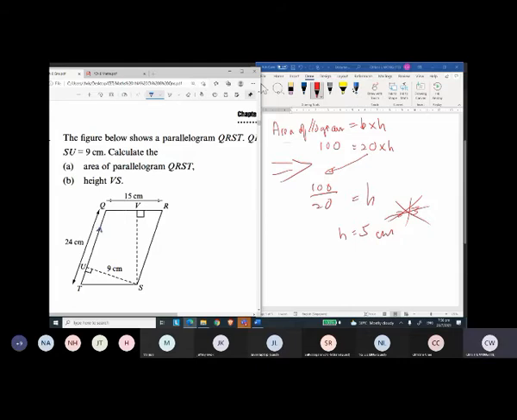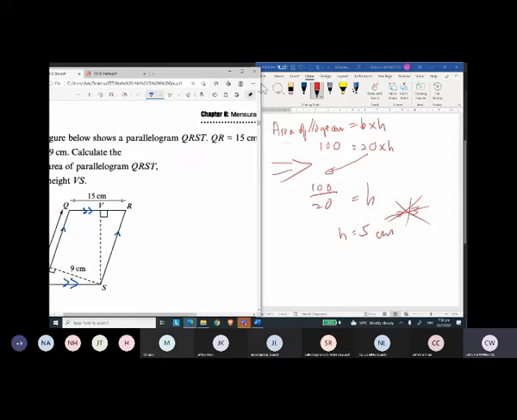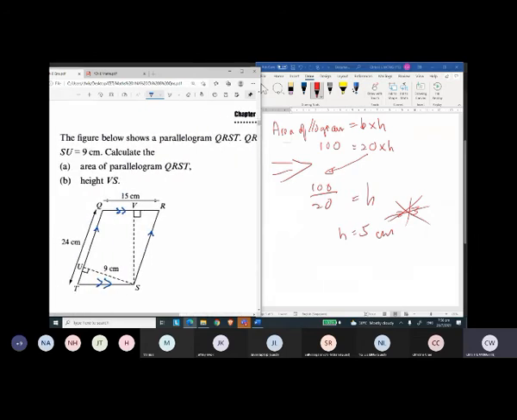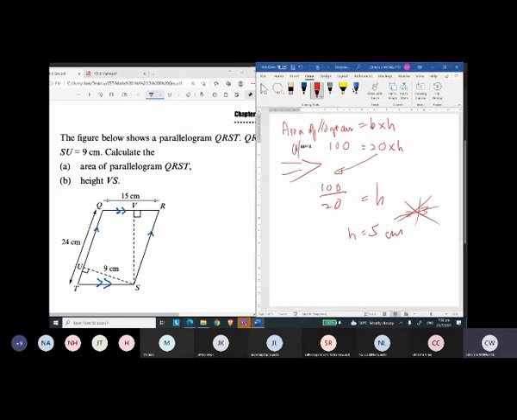I'll draw an arrow here. To remind you, this is a parallelogram. Is it okay? All right. So put in whatever they tell you. Put it inside there. Now, QR is 15. QT is 24. And SU is 9. Okay. You're supposed to find the area of parallelogram QRST. This is a very good question.